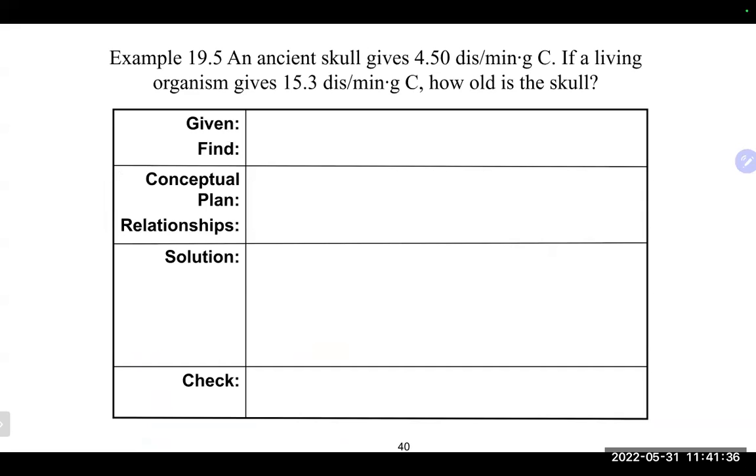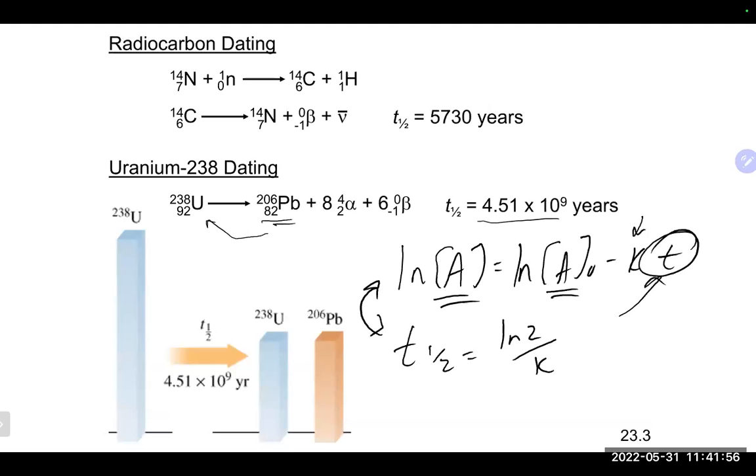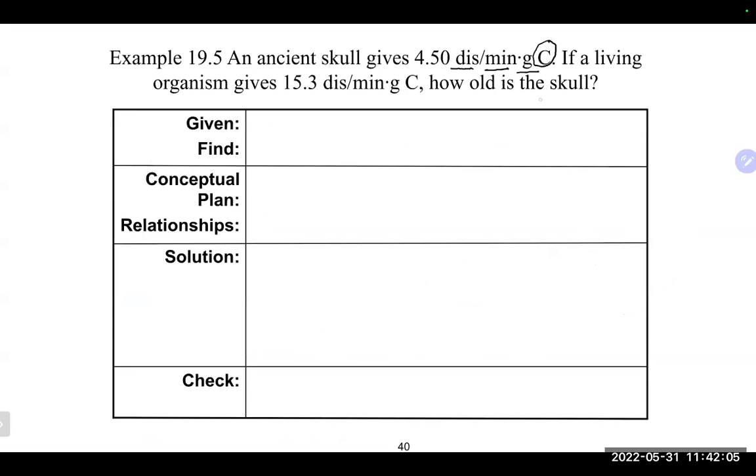An ancient skull gives 4.5, and that is a unit of radioactive decay. That is disintegrations per minute. And this is actually per gram of carbon, not Celsius. So that's per gram of carbon. If a living organism gives 15.3 disintegrations per minute per gram of carbon, how old is the skull? So because it's per grams of carbon, we're going to assume carbon-14 dating here. So we would use the carbon-14 half-life, which is 5730. So why don't you give it a try and see what you come up with?